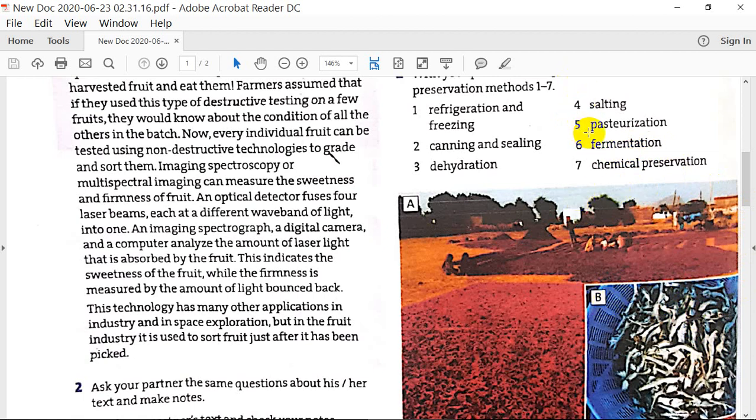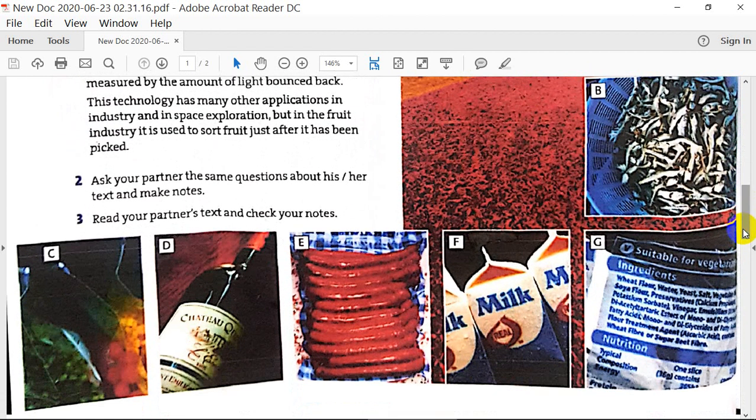But number 5, pasteurization, they use it with milk. They pasteurize what? The milk, and they can change it from milk to yogurt, and from yogurt to something else, or keep it like that with this operation.